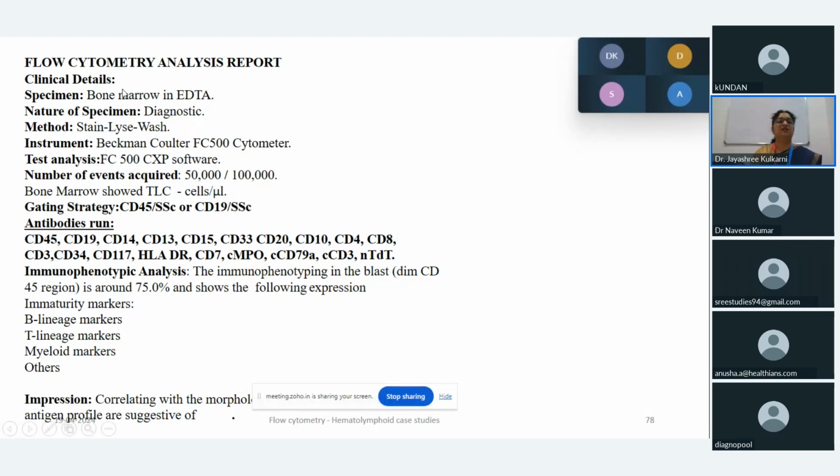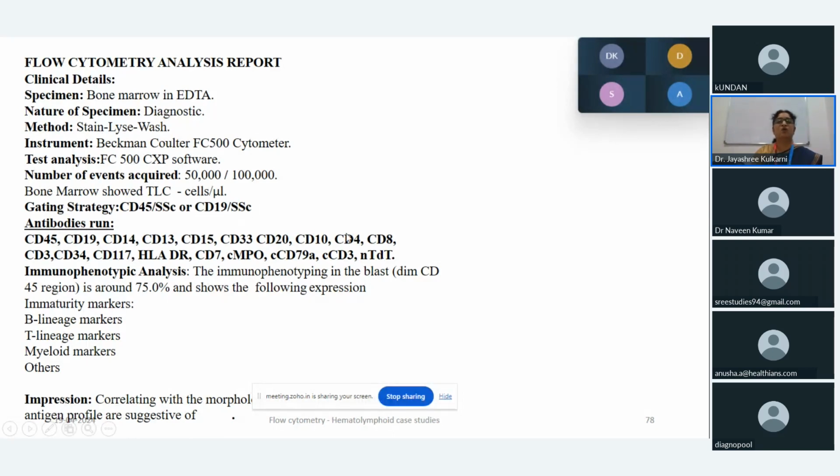So you give the clinical details, the nature of the specimen, the method, that is stain, lyse, wash. Of course, today we didn't have the time to go into the processing aspects, what equipment you use, what is the test analysis software used, what are the number of events. Now, acute leukemia, 50,000 events is enough to be acquired, but in CLPDs, you will require more. You have to report your bone marrow morphology findings. You choose your strategy, 45 versus side scatter for acute leukemia, 19 versus side scatter for your CLPDs.